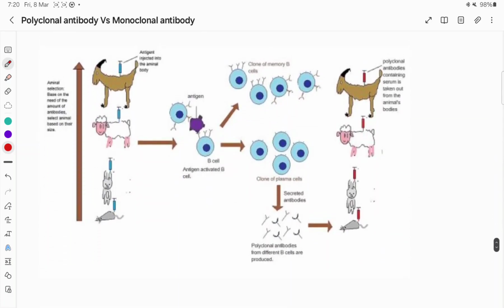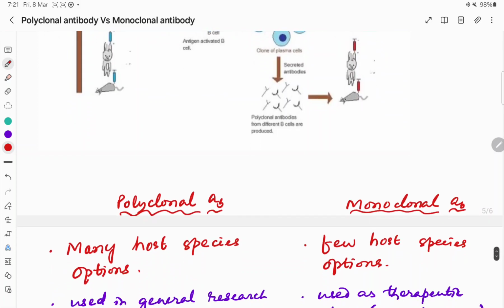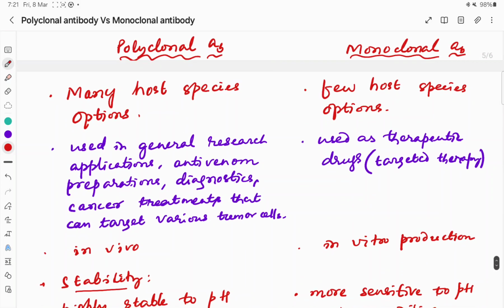Then for polyclonal antibody, we can use different animals like mouse, rabbit, goat. So many host species options are there in the case of polyclonal antibody, whereas few host species options are there in the case of monoclonal antibody. And polyclonal antibody production is an in vivo technique, and monoclonal antibody is an in vitro production technique. In the laboratory we produce it. So polyclonal antibodies are used in general research applications, antivenom preparations, diagnostics, and cancer treatments that can target various tumor cells because of their polyclonal nature. And if we need targeted therapy, we use monoclonal antibodies for therapeutic purposes.